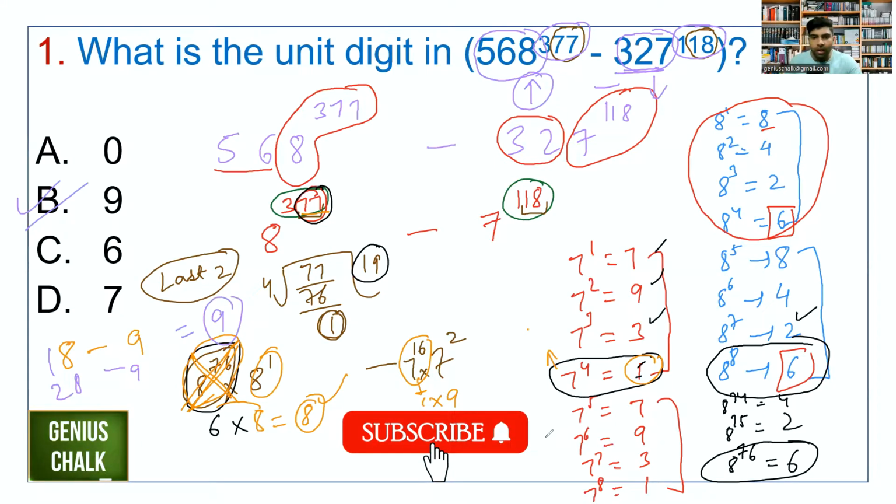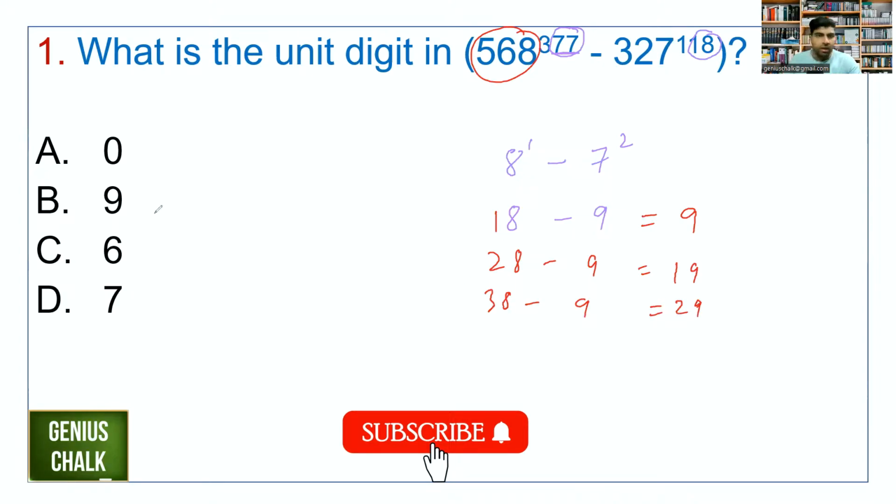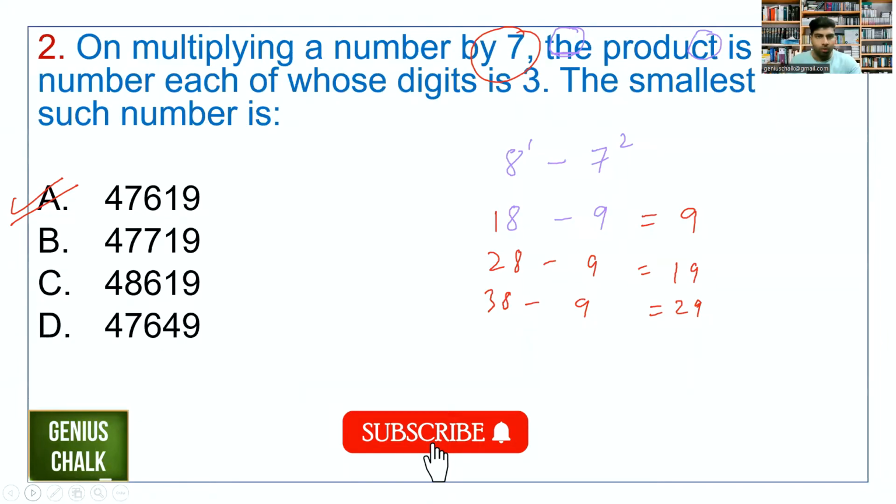So this is the concept. Now again I summarize what we have done. Any question comes, divide the power by 4. If you divide this 77 by 4, 8 to the power 1 is left. If you divide this 18 by 4, 7 to the power 2 is left. What is 8 to the power 1? 8. 7 to the power 2, that is 49. And you know that this number is more. So at least take 1, or you can take 28 also. Even if you take 28, the answer is same. You can see this is 9, and this is 19. Even if you take 38, that has to be again 29. So the answer of the question in every case is 9. So this is the concept for unit digit. Divide the powers by 4.